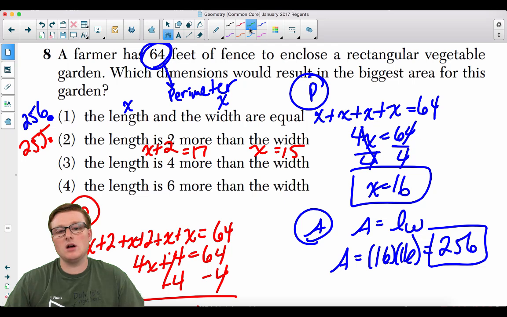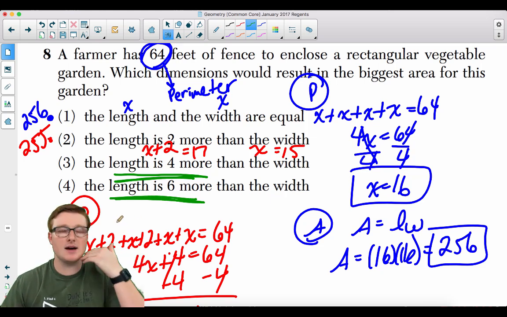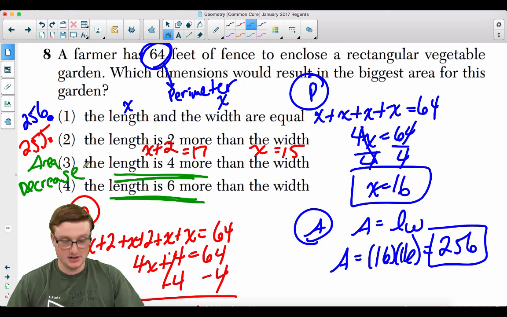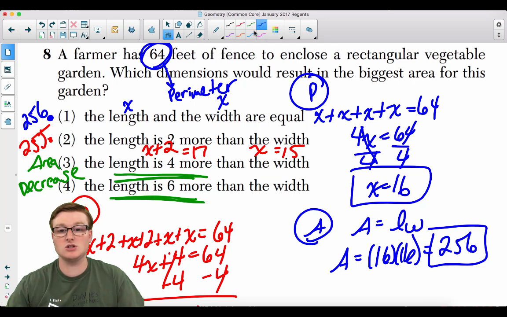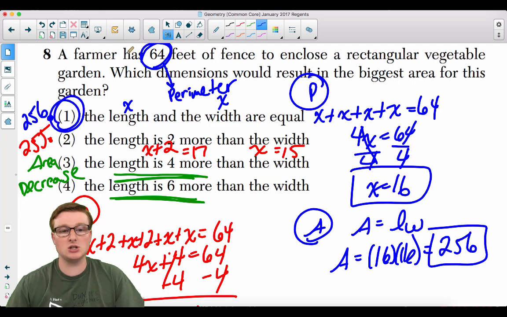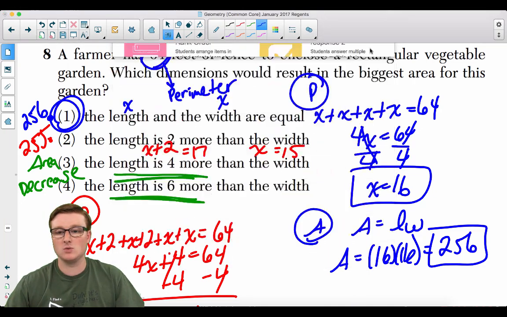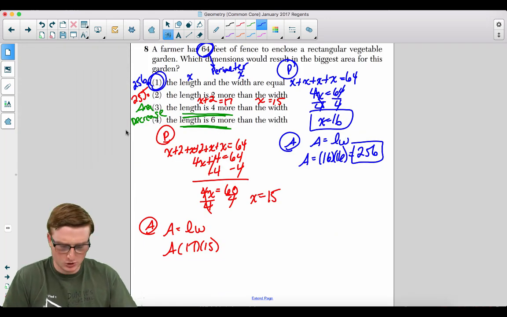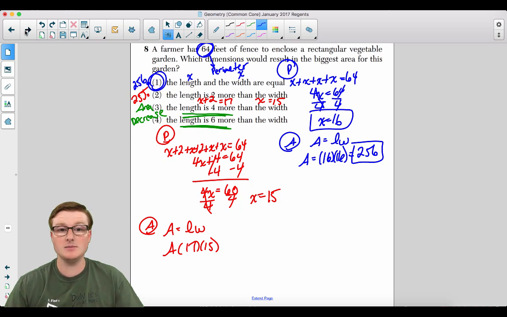Okay? Now, I am going to tell you a relationship. If you keep increasing the length by 4, 6, 8, 10, and it doesn't matter how much you keep increasing the length, the area is going to decrease. And I'll tell you right now that the area of choices 3 and 4 are less than 256. So if you don't believe me, just do the same process for choices 3 and 4, but I'll tell you right now that the answer is going to be choice 1. That, in my opinion, was definitely quite a challenging question for a multiple choice, and it required a lot of work. All right, moving on to question 9.